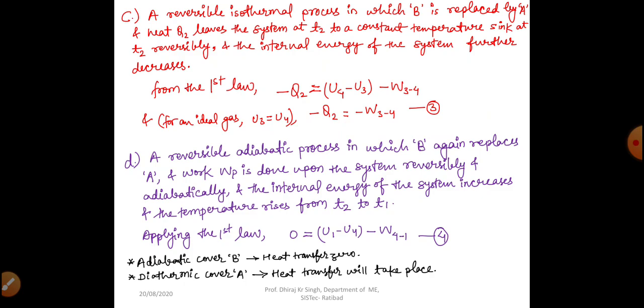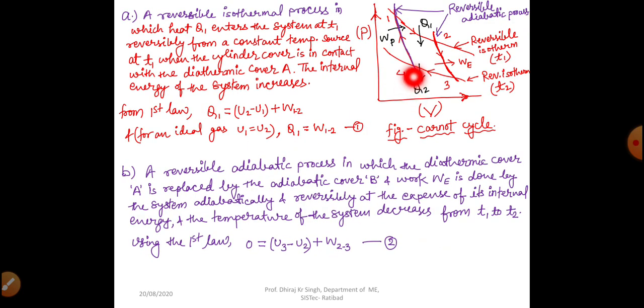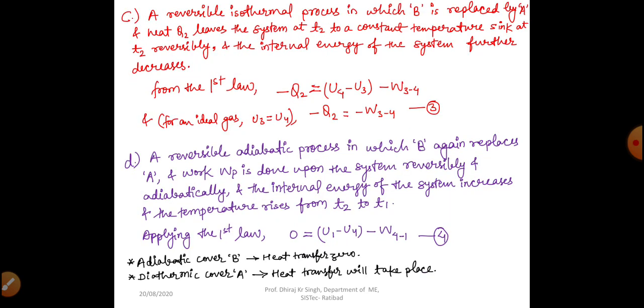Now move to the fourth process. The fourth process is our reversible adiabatic compression process 4 to 1, right? So a reversible adiabatic process in which B again replaces A and work WP is done upon the system reversibly and adiabatically, and the internal energy of the system increases and the temperature rises from T2 to T1. Obviously, when you do some work on the system reversibly and adiabatically, then its internal energy will also increase and the temperature rise will take place from T2 to T1.